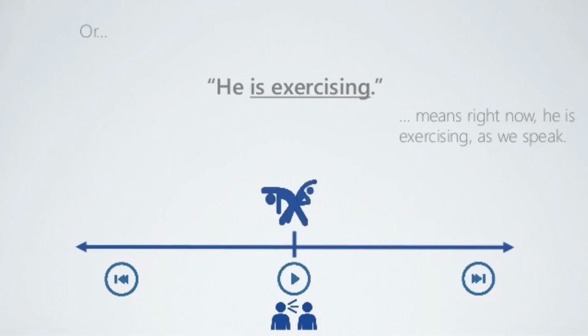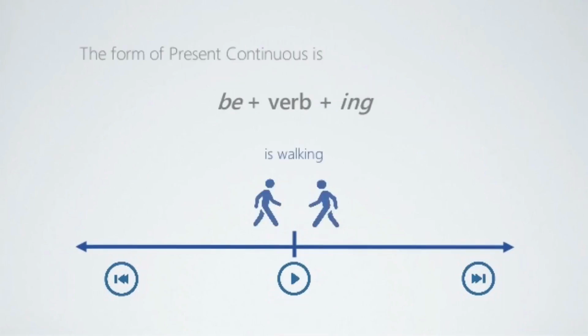Let's see the next example. He is exercising. Means right now he is doing exercise. He is exercising, as we speak about the current situation. If you see the structure of present continuous tense, present continuous tense is basically formed by adding is, am, are plus first form of verb plus ing.